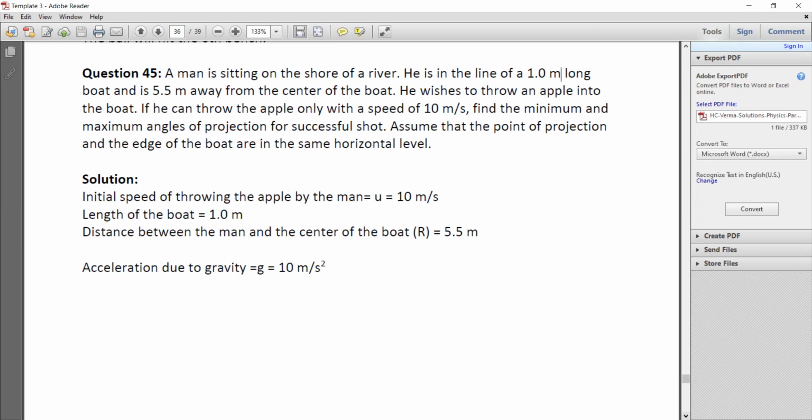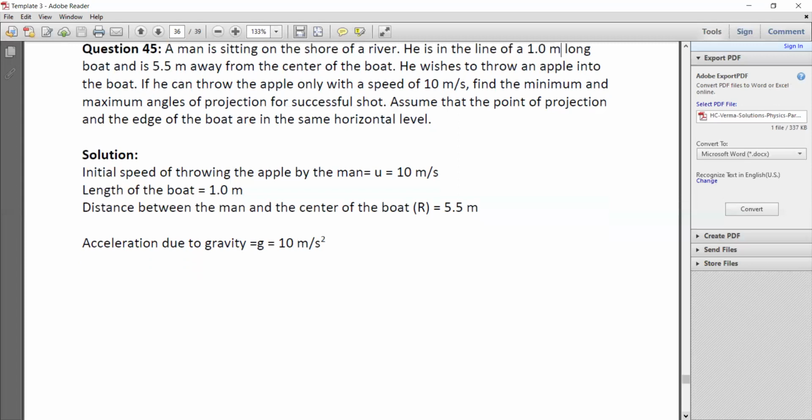Question 45. A man is sitting on the shore of a river. He is in the line of a 1.0 meter long boat and is 5.5 meters away from the center of the boat. He wishes to throw an apple into the boat. If he can throw the apple only with a speed of 10 meters per second, find the minimum and maximum angles of projection for a successful shot. Assume that the point of projection and the edge of the boat are at the same horizontal level.